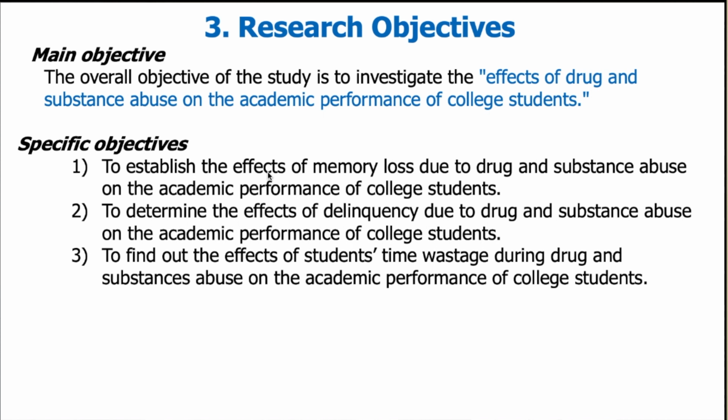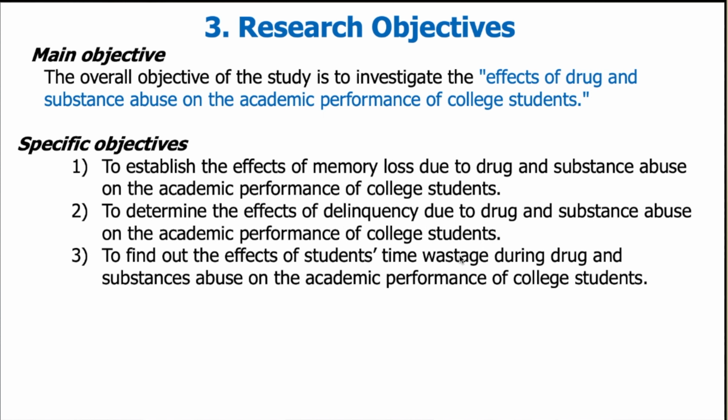In cases where you have a moderating or an intervening variable, you're going to add it as the 4th objective. If you have many objectives, you keep adding them as many as they are. Remember, every objective is a representation of a variable. Like we had the memory loss variable, we had the delinquency variable, and then we have a time wastage variable. Okay, so let's proceed. Research questions.